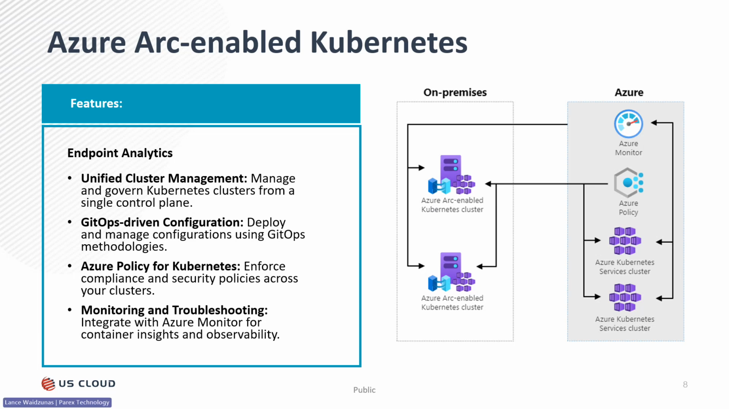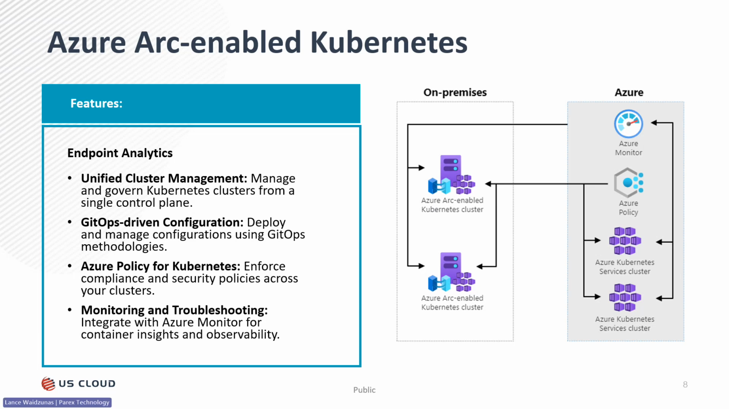Of course, enforcing compliance and security policies across your clusters is crucial. Azure Arc integrates directly with Azure Policy, and this allows you to apply and enforce policies consistently across all of your Kubernetes clusters. This helps maintain regulatory compliance and enhances your security posture by ensuring that all clusters adhere to the same set of rules and standards. So you create the guardrails once, all of your workloads conform to them regardless of where they live.